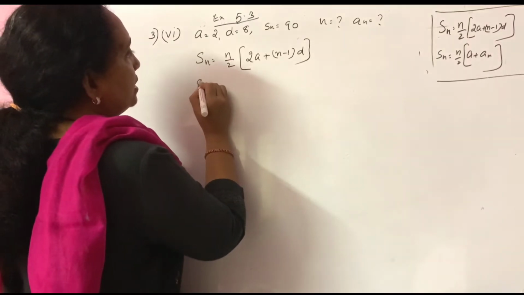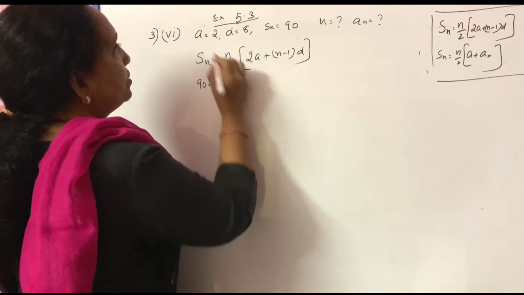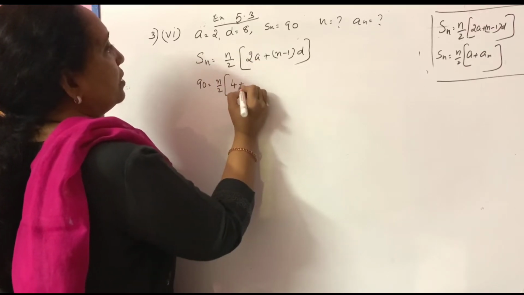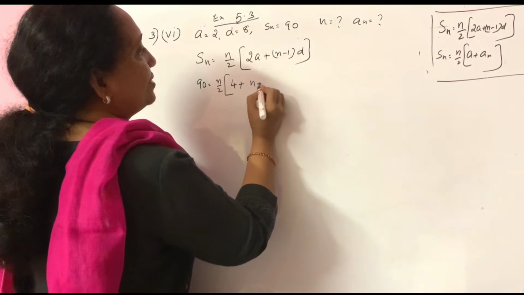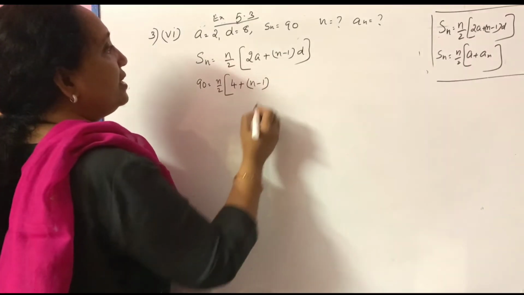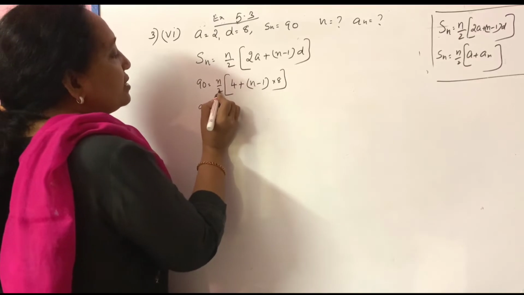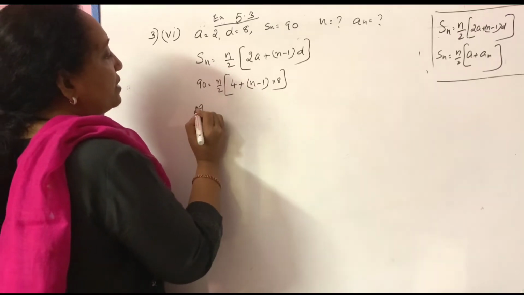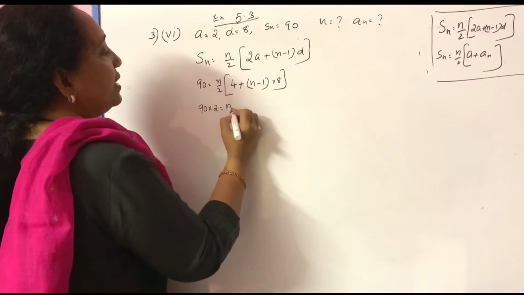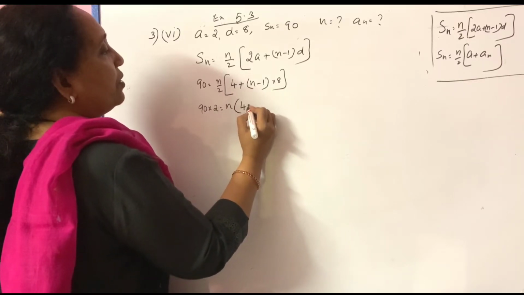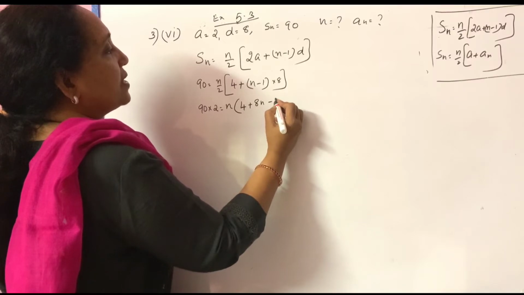Okay, Sn is 90 is equal to n by 2 into 2a. That means 2 into 2, which is 4, plus n minus 1, n we don't know, അപ്പോൾ നമുക്ക് n minus 1 എന്ന് എഴുതാം. d is 8. Okay, so 90, ഈ 2 നമുക്ക് ഇങ്ങോട്ടേക്ക് മൾട്ടിപ്ലൈ ചെയ്യാം. അപ്പോൾ നമുക്ക് എന്ത് കിട്ടും, 90 into 2 എന്ന് കിട്ടും. 90 into 2 is equal to n into 4 plus 8n minus 8.